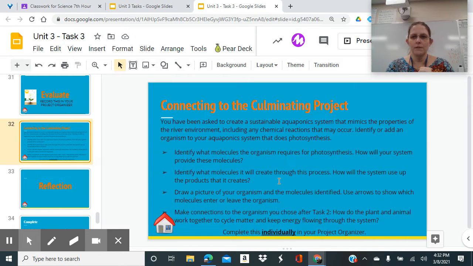How is the system going to use that? All right, so the plant's going to use it, but are your fish going to eat it? Are you going to eat it? How are you going to use that up?